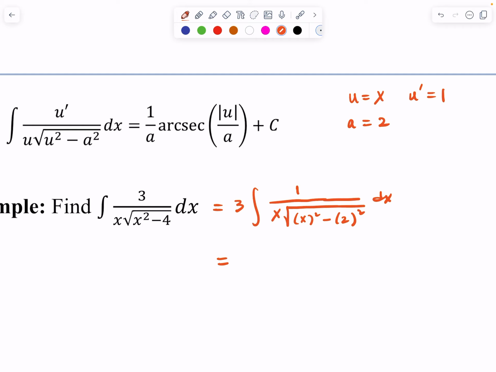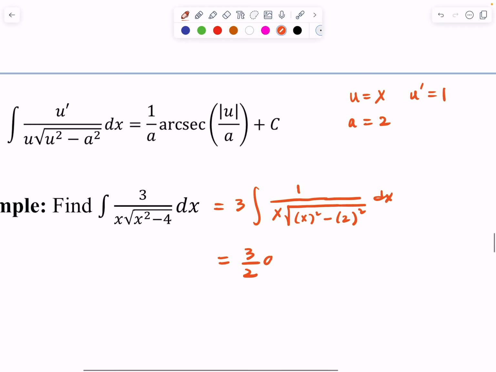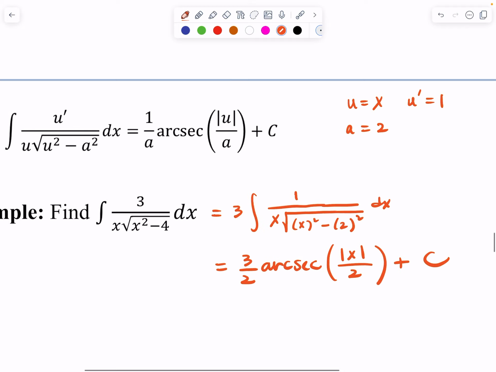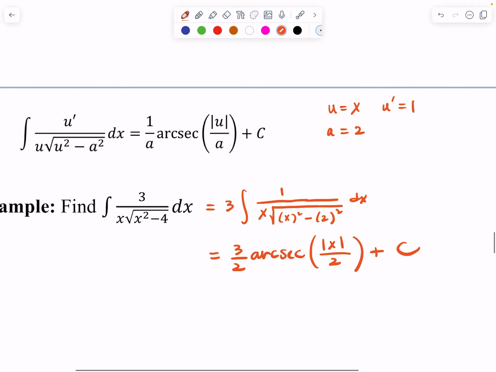Okay, so now we can think about applying the formula. So we would end up having 3 over 2, because 3 times 1 over 2, times arcsecant of absolute value of u, which is absolute value of x, over 2 plus c. Okay.